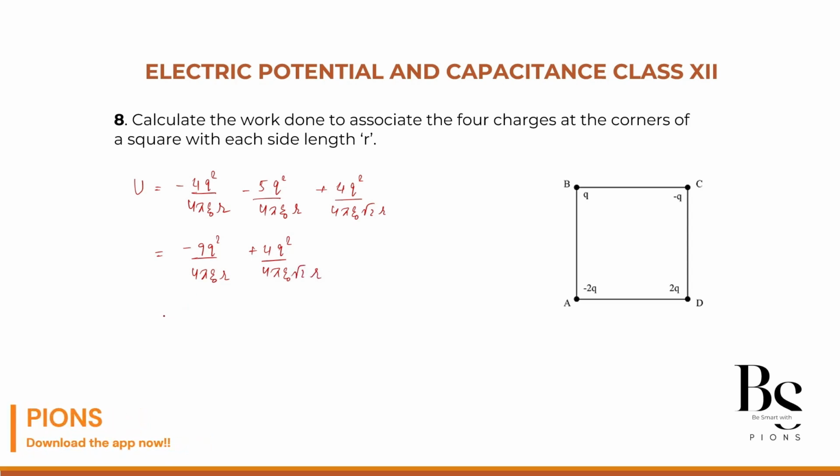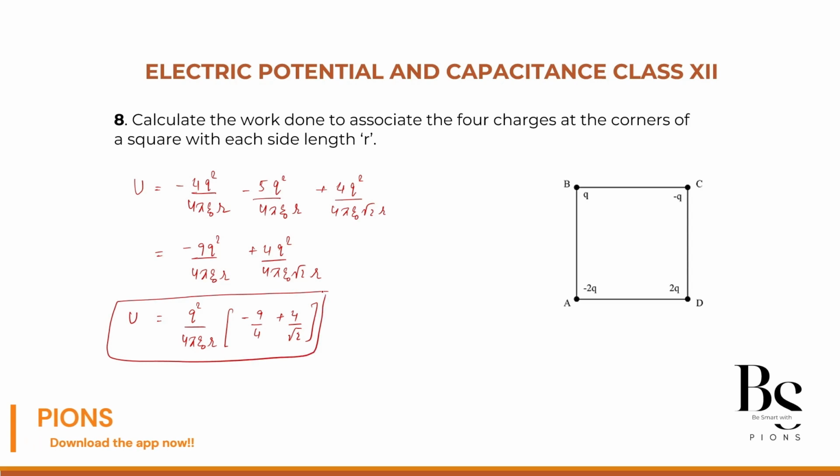Now what we'll do? Sir, now you can take q square, which is common in both, 4 pi epsilon naught R, which is common, and what we are left with is minus 9 by 4 plus 4 by root 2. You can leave it like this. This is our total potential energy to assemble a group of 4 charges at the corners.